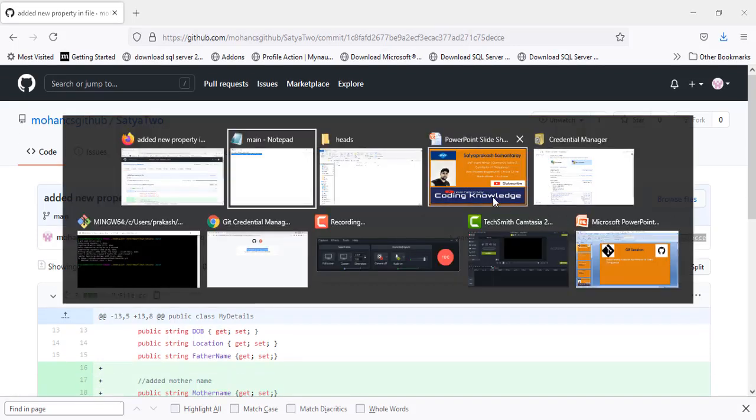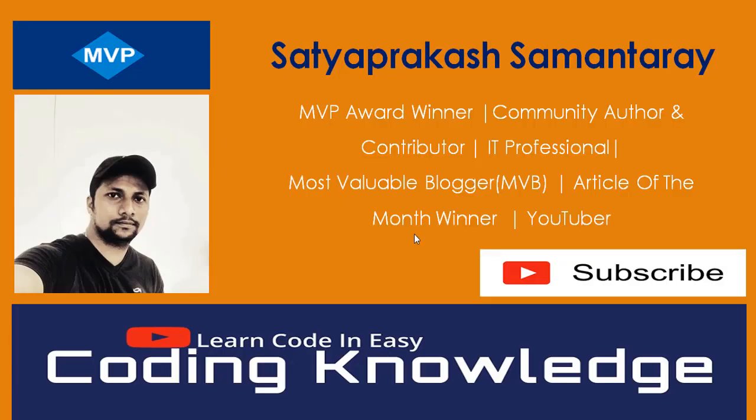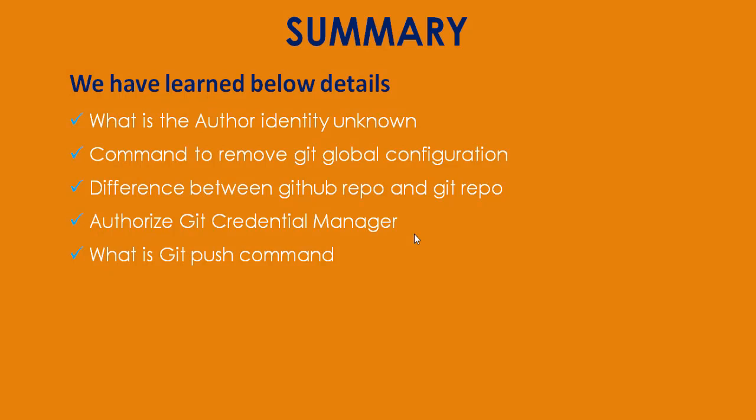Now I go to my presentation. So as of now, what we have learned in this video is what author identity unknown is, how to fix it, and the commands to remove the Git global configuration and also the Git system configuration using Credential Manager. In Credential Manager there are two types, Web Credential Manager and Windows Credential Manager. Under Windows Credential Manager I removed my existing GitHub account and set up my new GitHub account, that is Mohan CS GitHub.